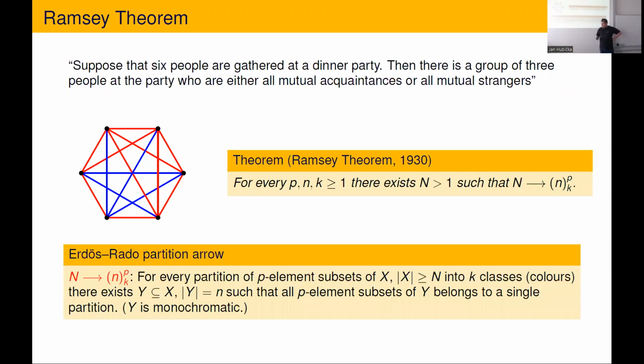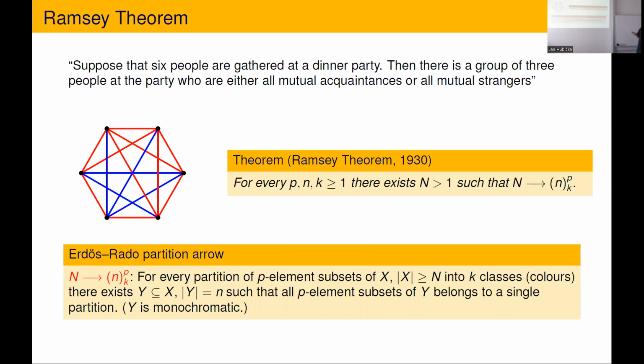So what does it mean? You read it in the way that for every p, n, and k, there exists a capital N such that capital N arrows little n, p, and k. And the arrow is the so-called Rado partition arrow. It says that if I partition the p-element subsets of X, where the size of X is at least N, into k classes or colors, then there exists a Y, which is a subset of X of size little n, such that all the p-element subsets have the same color, so they are monochromatic.